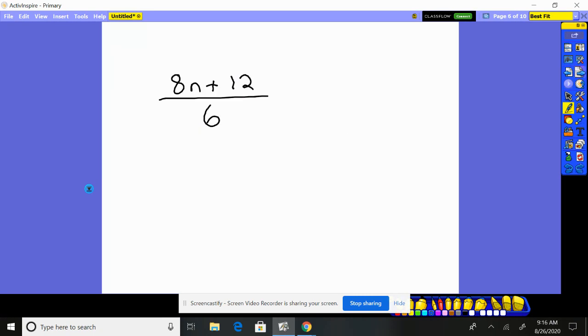So let's look at some examples here. 8n plus 12 divided by 6. What can 8, 6, and 12, all three of them, be divided by? They can all be divided by 2. So we'll divide every one of them by 2. That's a 4. 6 divided by 2 is 3. 12 divided by 2 is 6. So our answer ends up 4n plus 6 divided by 3.